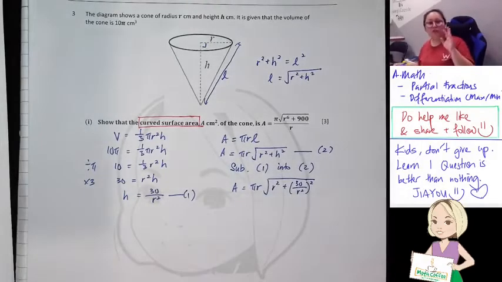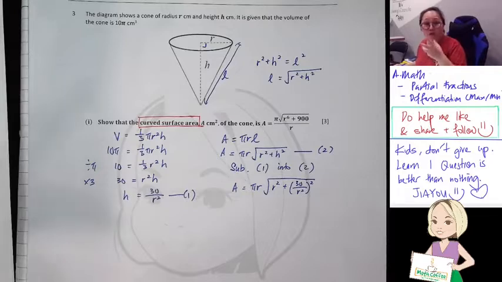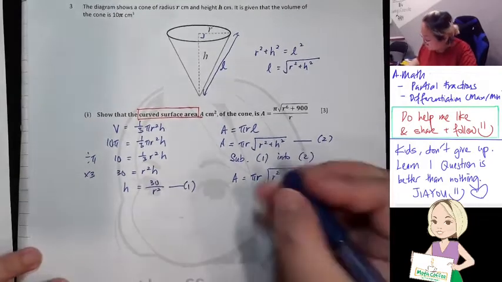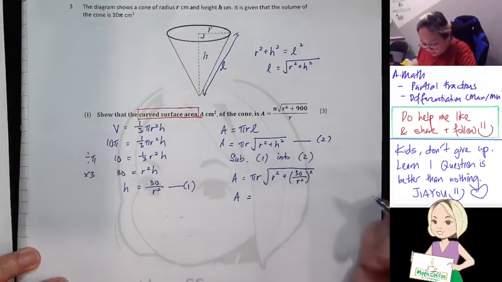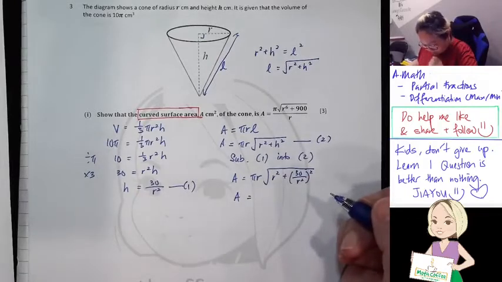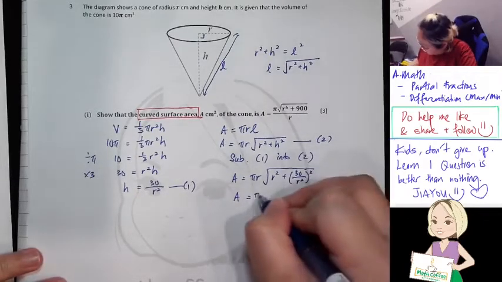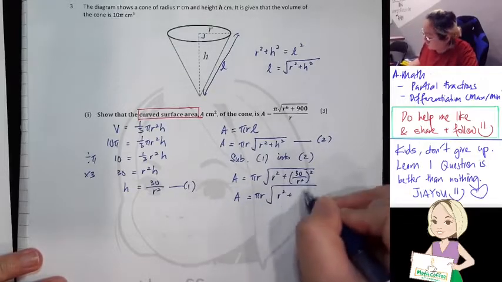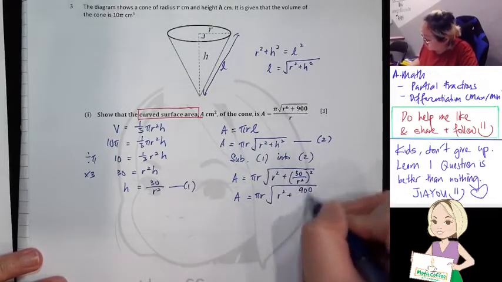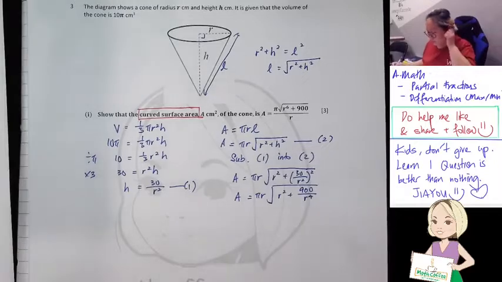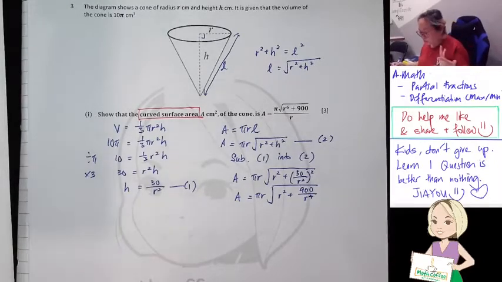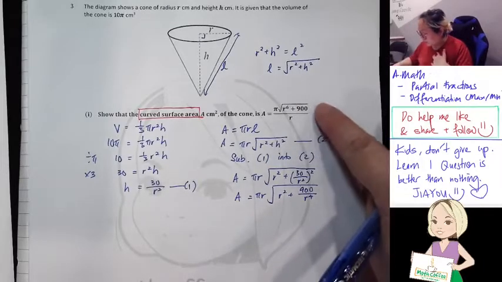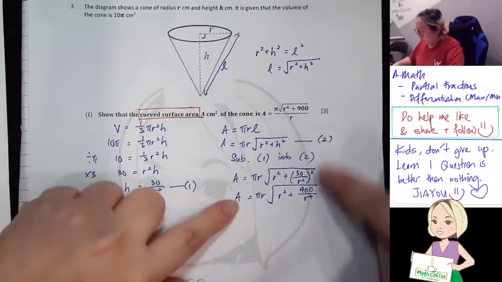This is tricky. Why? Because there's a lot of square roots, there's a lot of r squared. So you need to be very careful with your manipulation. So let's continue. My A will become pi r square root of r squared plus 30 squared is 900 over r squared squared is r to the power of 4. Okay? Then after that, what do we do? Now you look at this. Let's see what we need to change first.